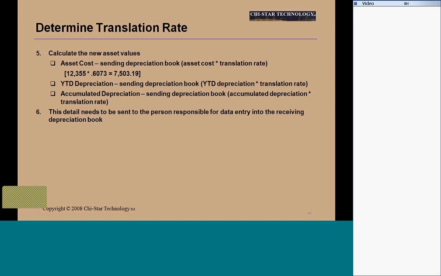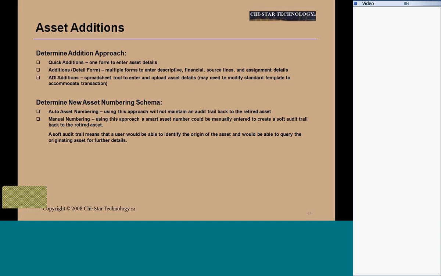Once I have that rate, I will translate the values of the asset, the original asset values to the new asset values. And then I'm going to add the asset. Again, the three methods of adding an asset in Oracle are quick addition, detail addition, or through ADI. Depending on what information you are going to key in determines which process you want to use.